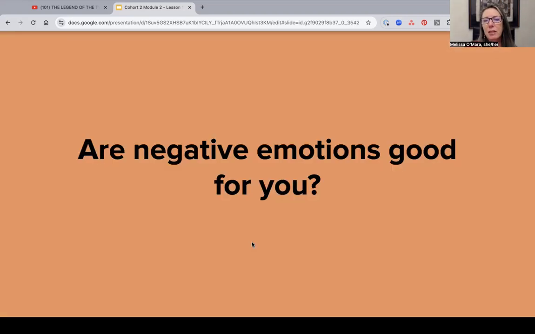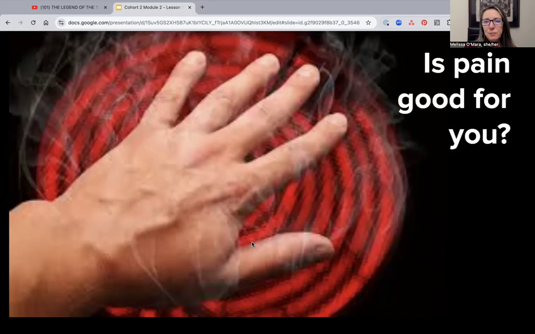So you might ask, are negative emotions good for you? Well, is a hot stove good for you? If you touch a hot stove, you immediately pull your hand off the hot stove. Our body knows to do this. This is part of our way of protecting ourselves. And yet somehow, when a negative emotion arises, we might find that we don't immediately stop focusing on that negative emotion.